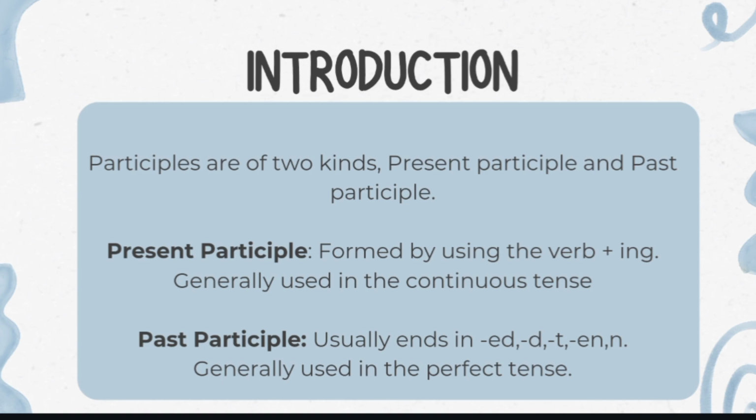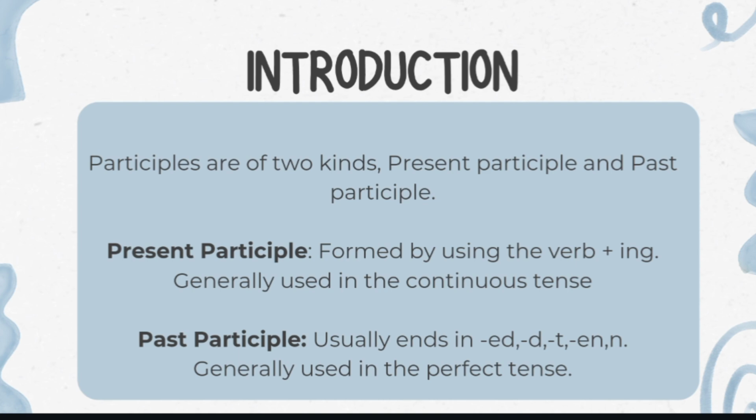Participles are basically of two kinds: present participle and past participle. Let's talk about present participle first. Present participle is formed by using the verb plus ing, means it is a verb which has ing in it. Like for example, see is a verb. If we add ing in it, it is seeing. This is present participle.